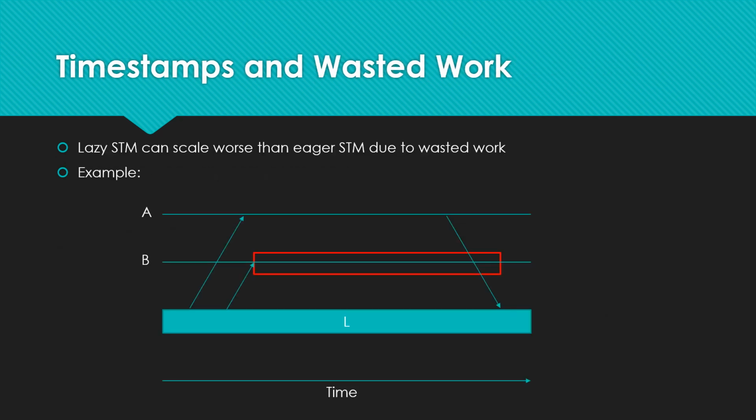Now, getting into a little bit of their thought process here, timestamps and wasted work were a big point of contention in the past and why lazy STM was sort of dismissed. Intuitively, lazy STM is shown to scale worse than eager STM due to wasted work. A good example is below, where you see that A reads from L and B reads from L. However, later on, A finally commits. Now, all of that time that B has been working with the data from L prior to that commit and after its read is effectively wasted.